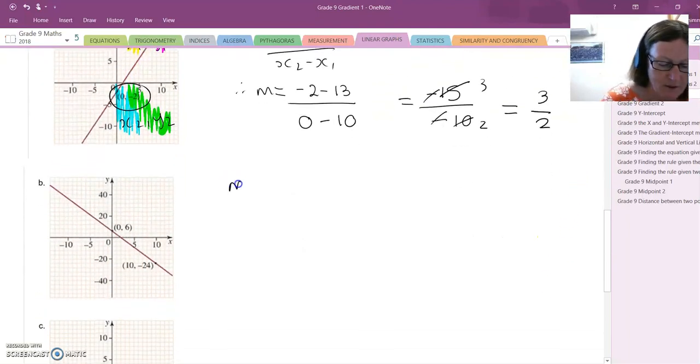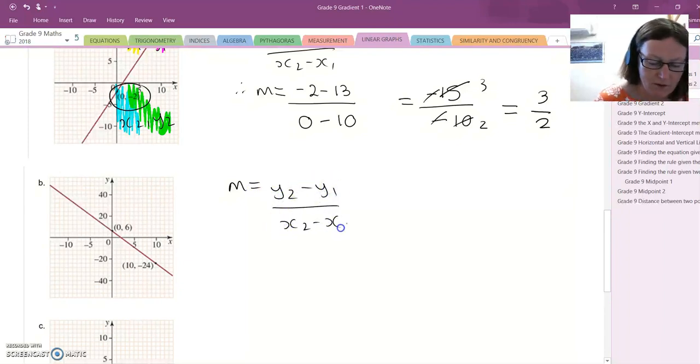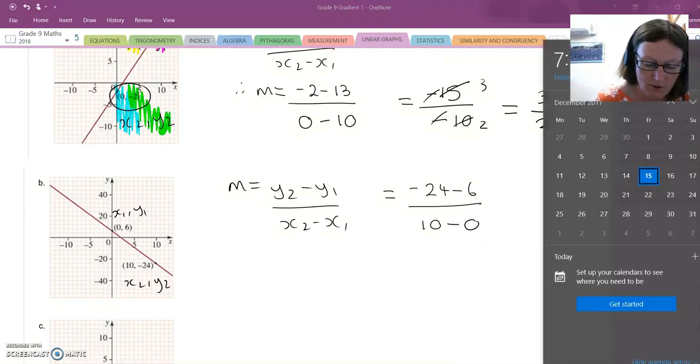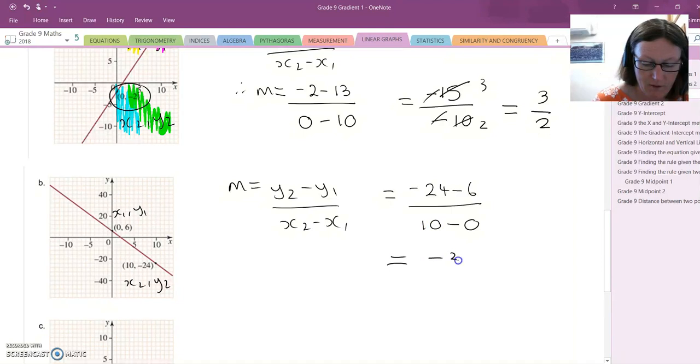Next one. Same formula. Always write the formula down first. Label the points, so x1, y1, x2, y2. Then we substitute in. So y2, negative 24, subtract y1, which is 6. x2 is 10, subtract x1, which is 0. So on the top here we have negative 30. On the bottom we have 10. 10 goes into itself once, 10 goes into 30 3 times, and a negative divided by a positive is a negative. So the answer is negative 3.